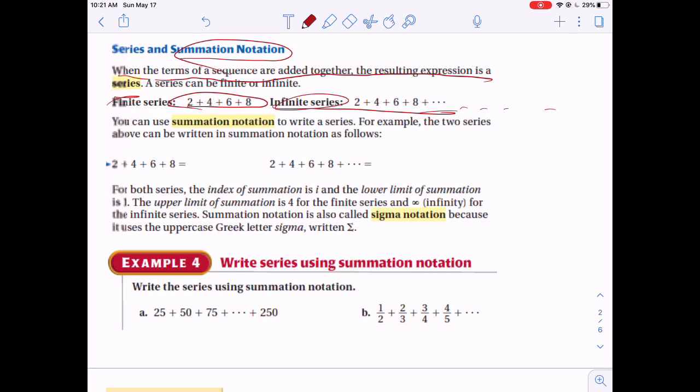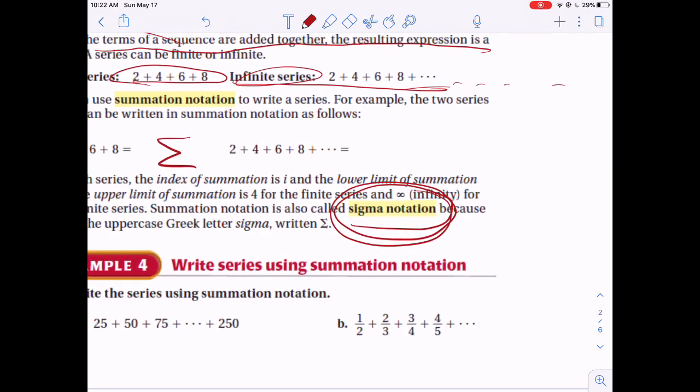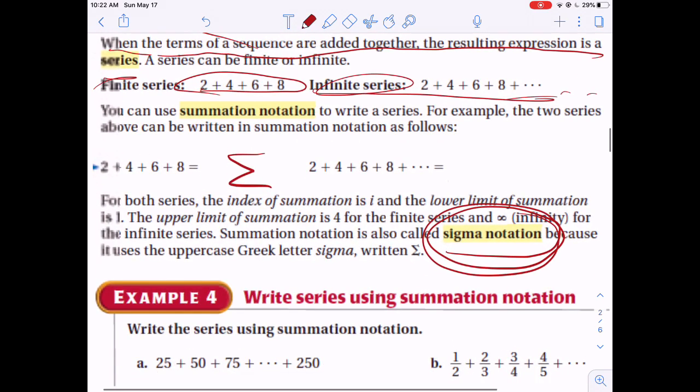Now, you're going to get this new thing here called sigma notation, the Greek letter sigma. And it's a big E. Let me try another one. Big E like that. And then in that, we're going to put our rule and our beginning and end points.